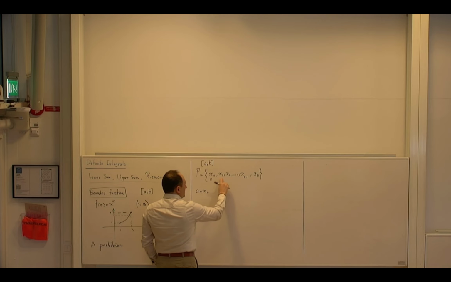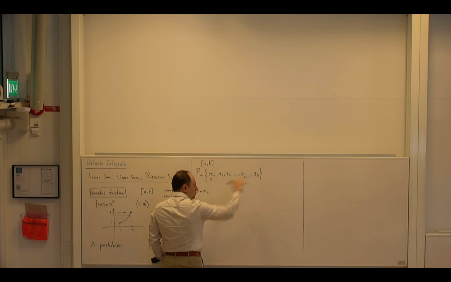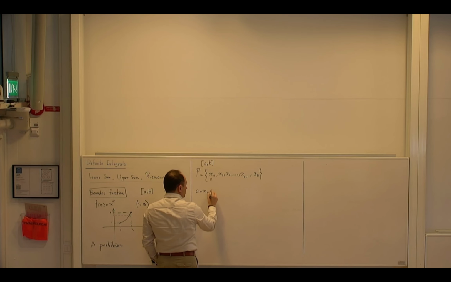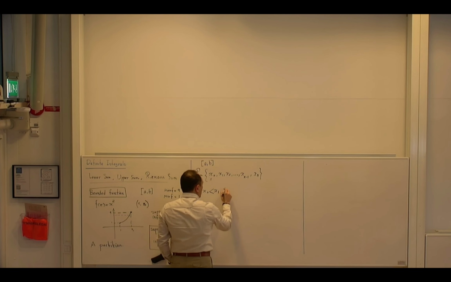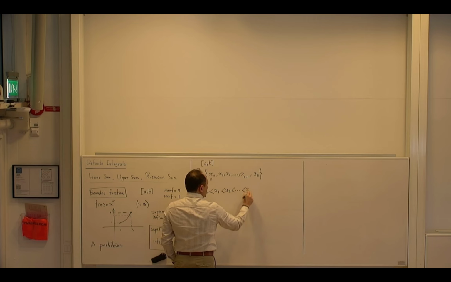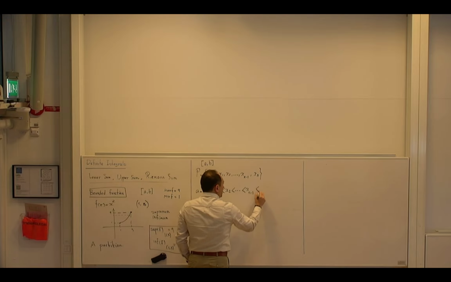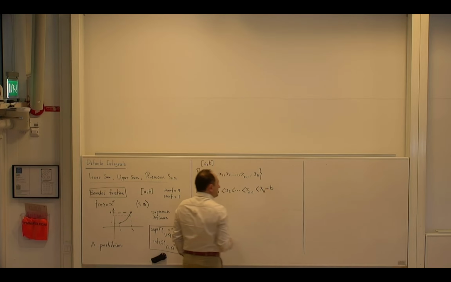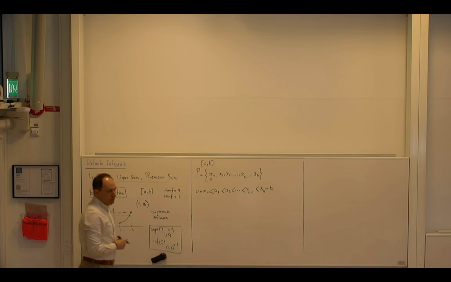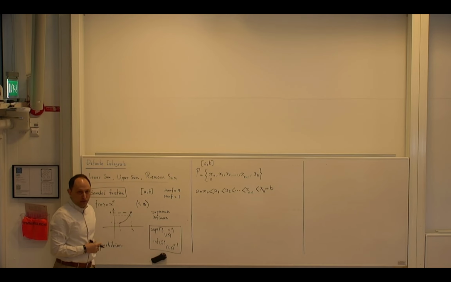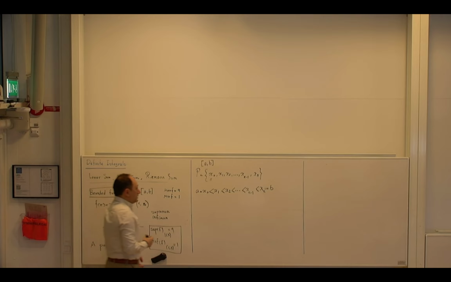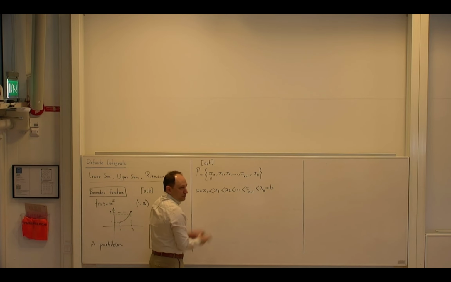but these elements are in strictly increasing order, so it means that x0 is strictly less than x1, x1 is strictly less than x2, and it continues until x sub n minus 1 for some particular n, and it is strictly less than the last one, but the last one by definition is b itself. That's the meaning of a partition. So it's a bunch of numbers between those two limits.